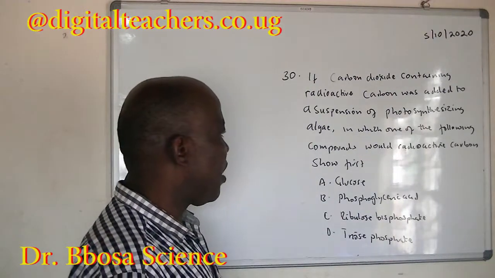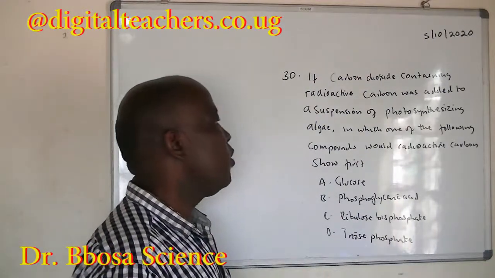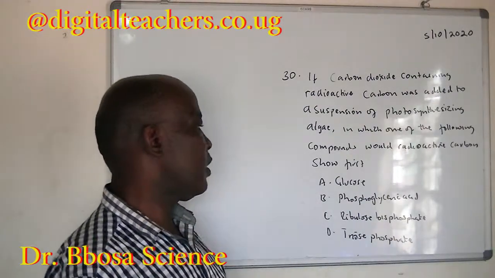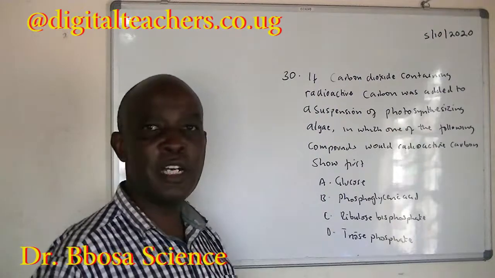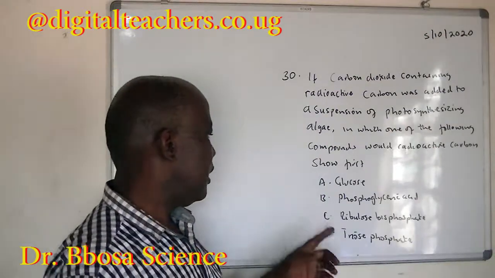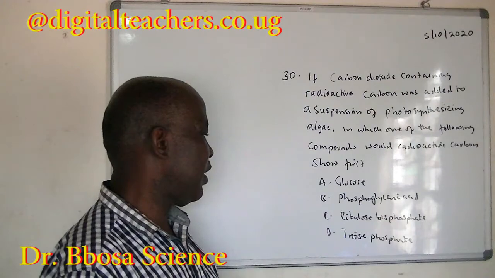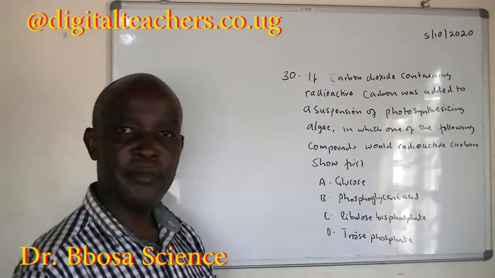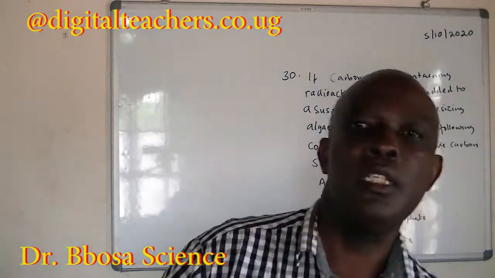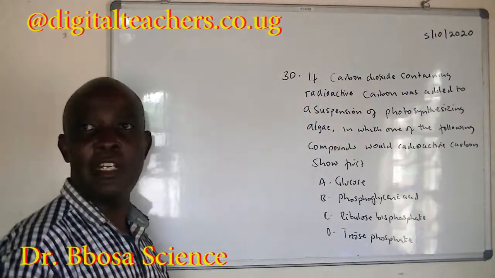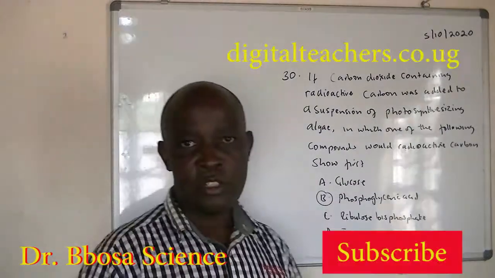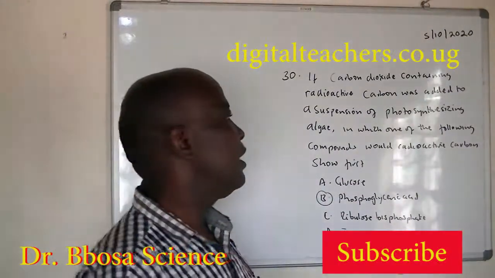Finally, number 30. If carbon dioxide containing radioactive carbon was added to a suspension of photosynthesizing algae, in which of the following compounds would radioactive carbon show first? A. Glucose. B. Phosphoglyceric acid. C. Ribulose biphosphate. D. Triose sugar. You can pause and get the answer, then we continue. The answer is B.